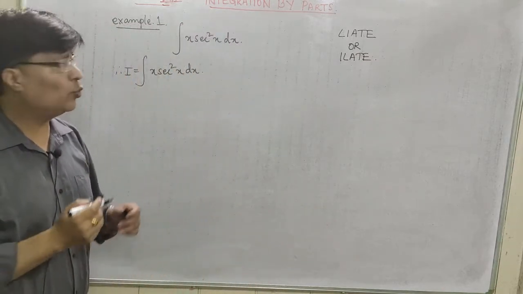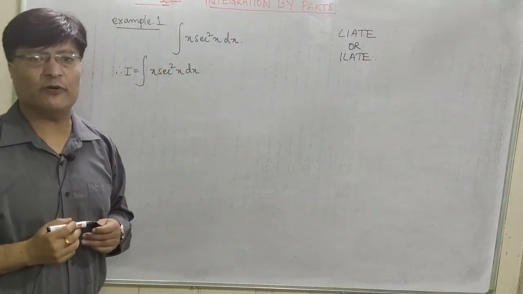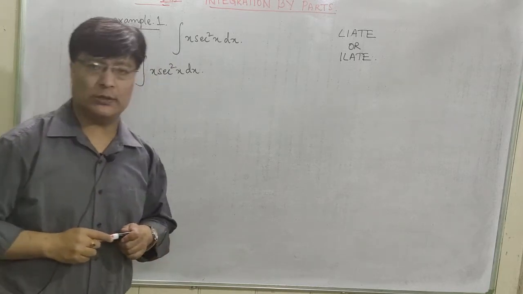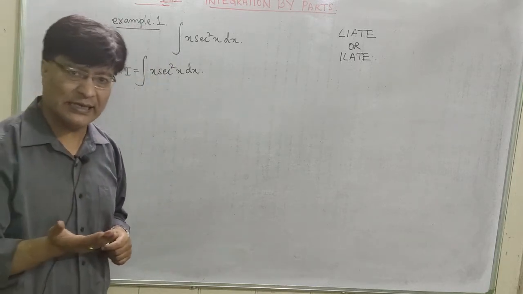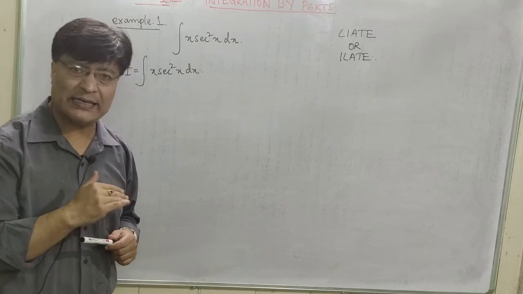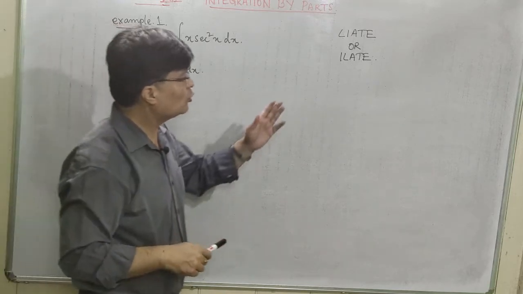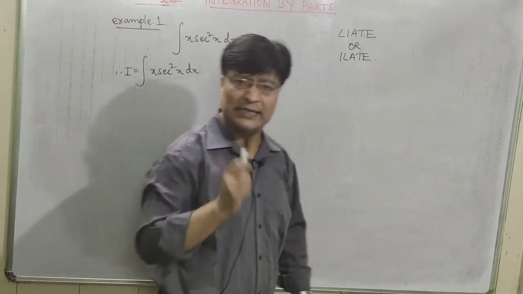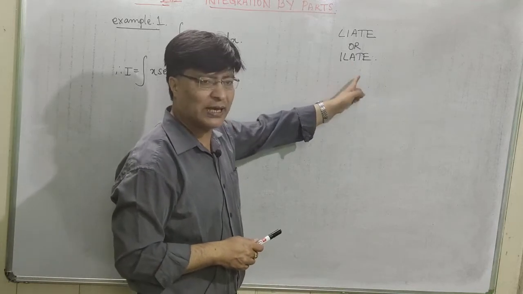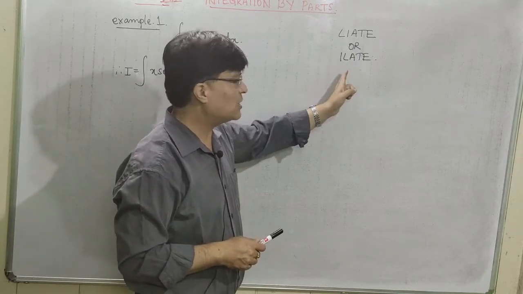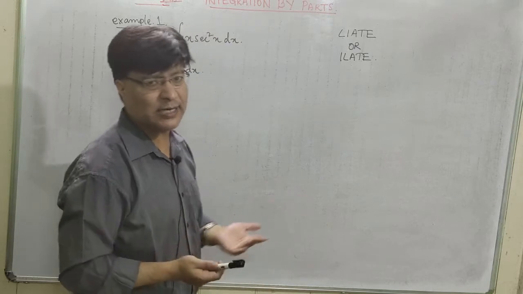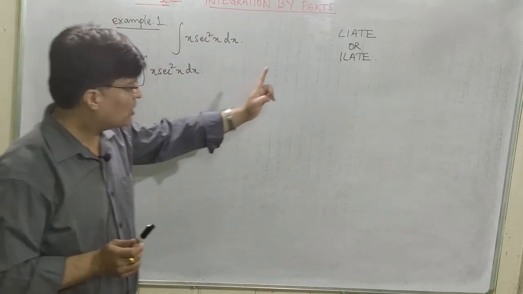In order to know which is the first function and which is the second function, you should know these two words. It may be LIAT, LIET, or it may be ISLET. Okay, so you know the meaning of this ILAT. I means inverse circular function, L means logarithmic function, A means algebraic function, T is trigonometric, and E is exponential. Is that clear?